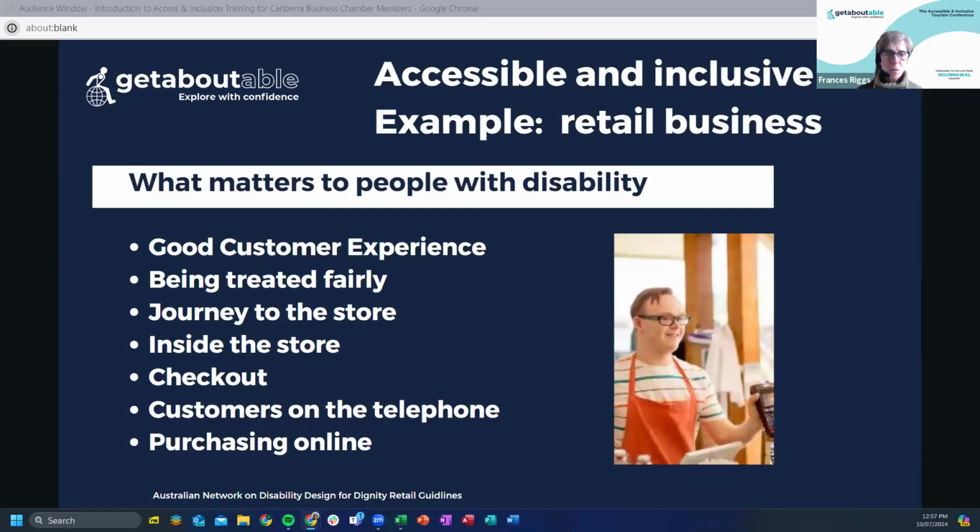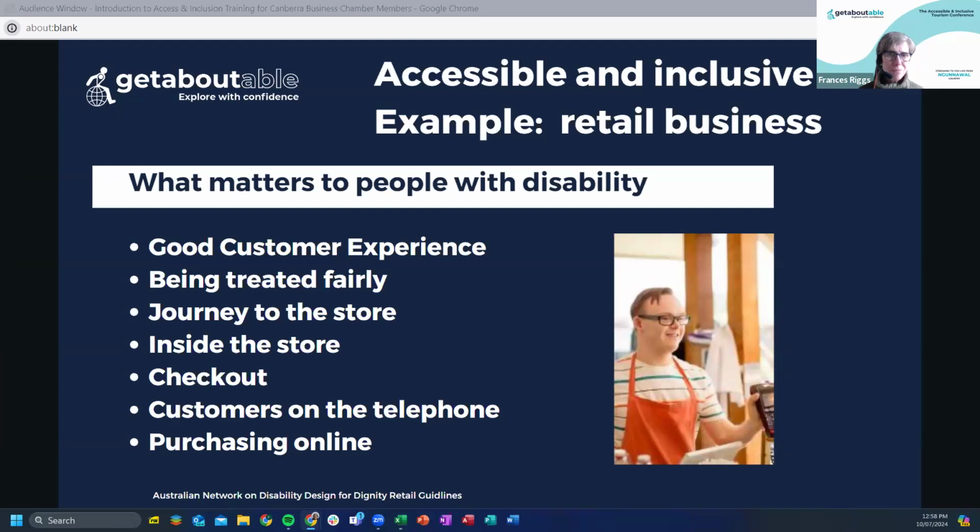So one of the examples that I wanted to talk to you about was around accessible and inclusive retail businesses. As an example, this is some sharing from people with disability about what's important to them in relation to retail businesses. This is relatable across multiple businesses, not just the retail sector, but I've just pulled this out as an example.